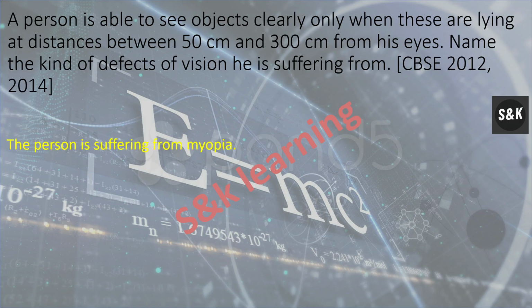Hypermetropia. A person is able to see objects clearly only when these are lying at a distance between 50 centimeter and 300 centimeter from his eye. Name the kind of defect of vision he is suffering from. The person is suffering from myopia.